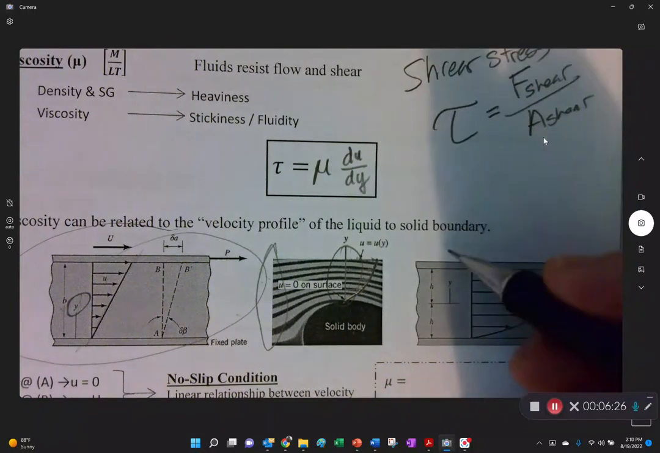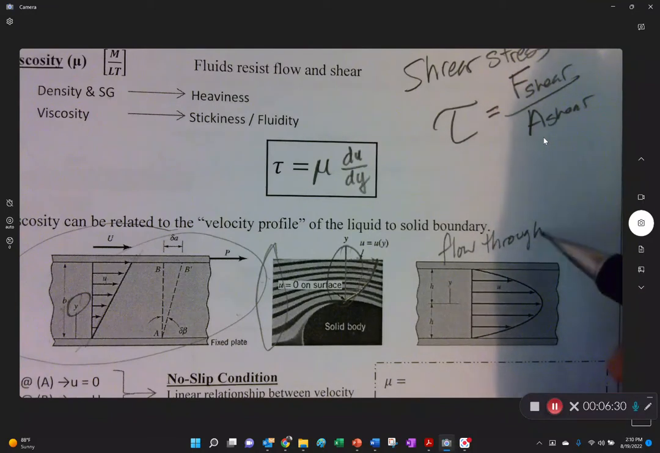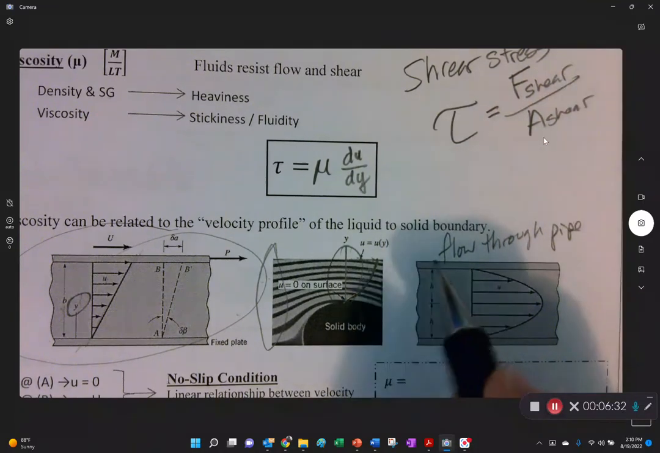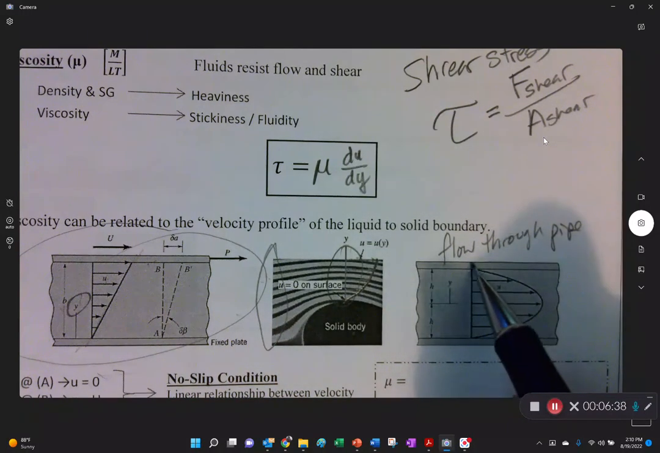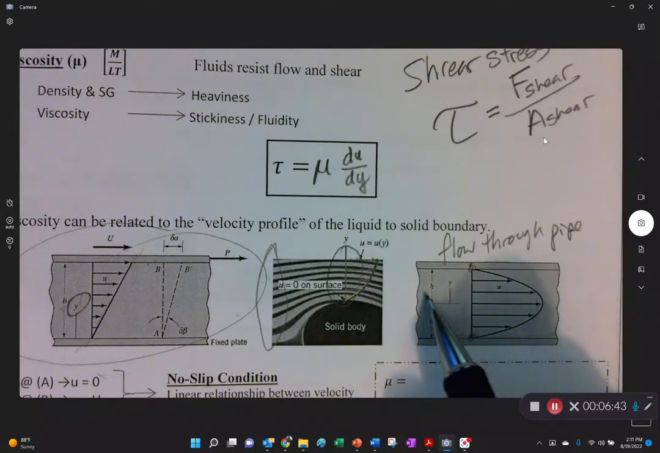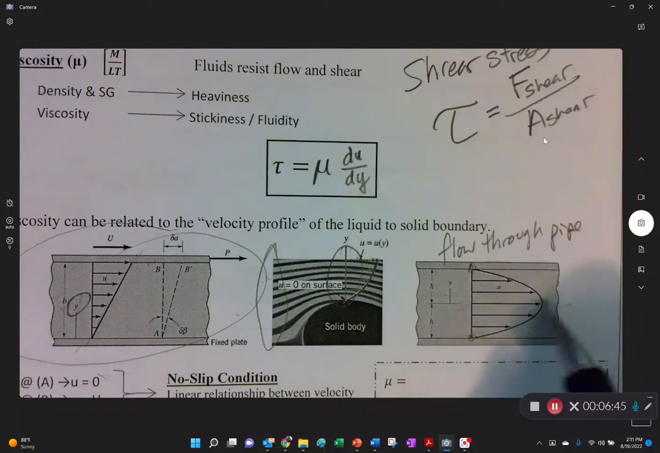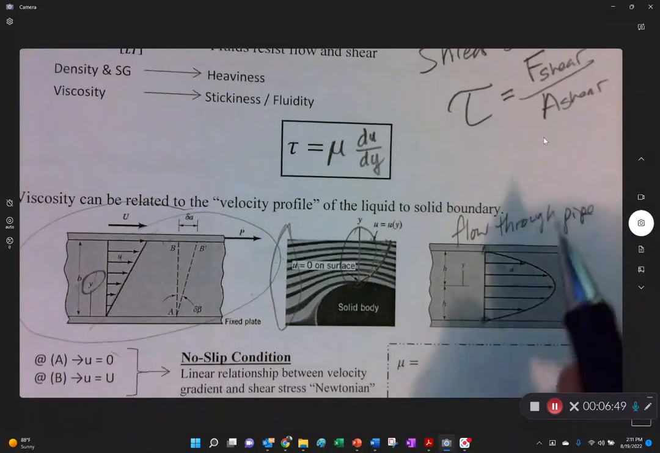Here's flow through a pipe. So these aren't plates that are moving again. This is a stationary plate. This is a cross section of a hollow tube. You could see that we have the zero condition here at both locations, and there's a flow in the center that's taking place. We'll talk about flow in pipes some more right here.